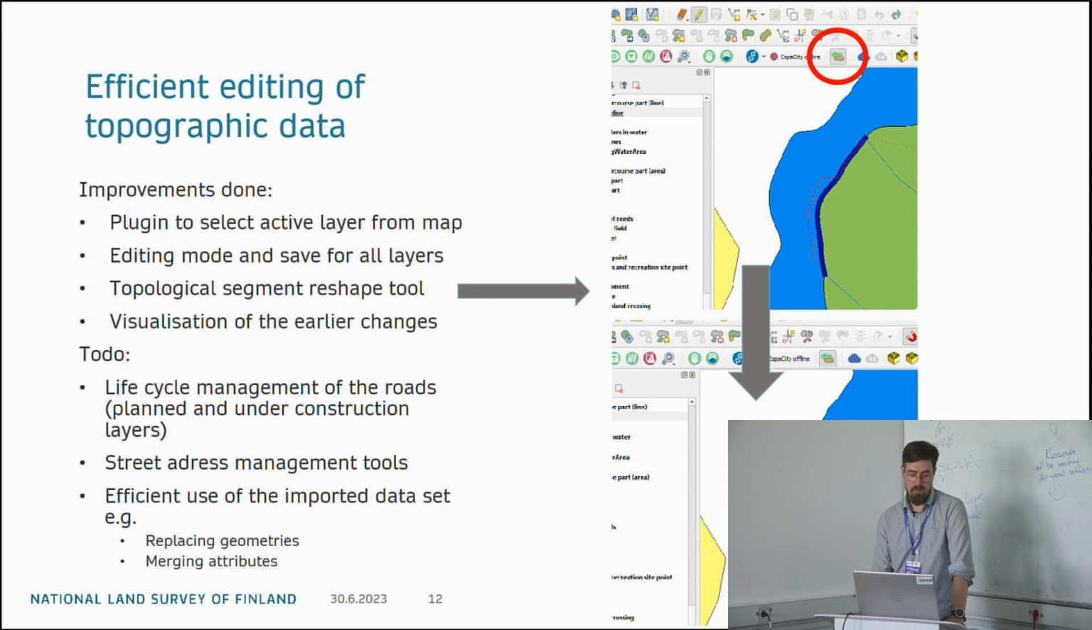We have things to do before productional use. For example, there are some custom ways of managing our road link data. Also, there are special needs for street address management, and there need to be some tools for efficient use of different imported data sets.